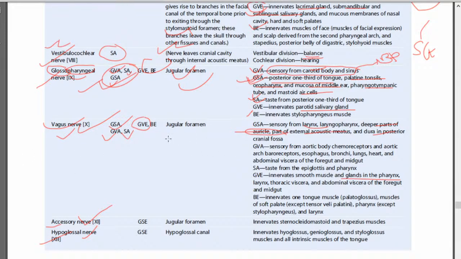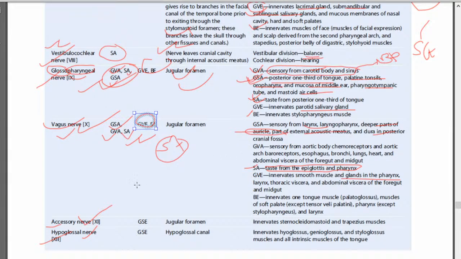GVA, general visceral afferent, meaning it takes information from that particular part to the brain. GVA for the body cavity and the aortic body. Okay, yes, for that reason. Somatic afferent, no. SA means special afferent, and this is from the epiglottis and pharynx. This is the sensation from the epiglottis and pharynx as well.